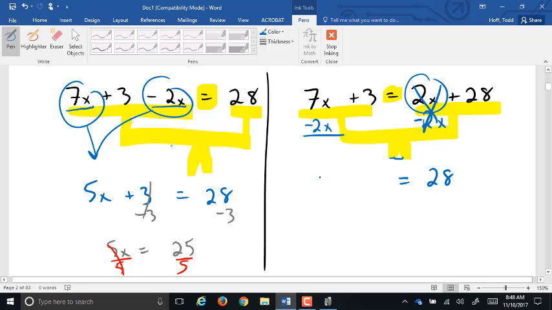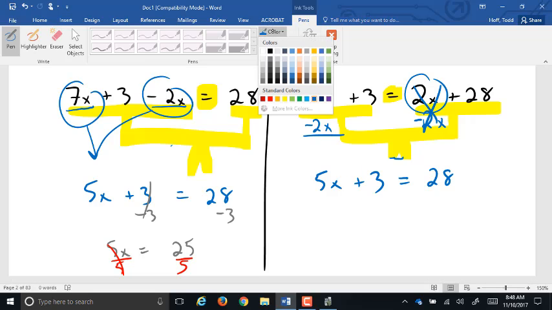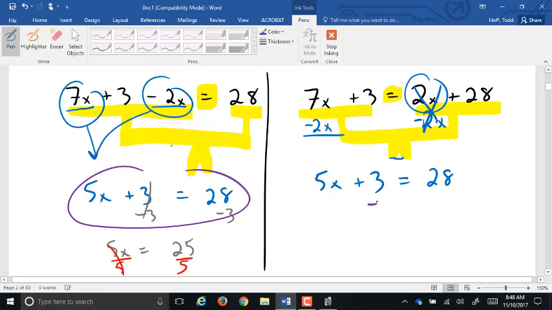7x minus 2x is 5x. And then we have the plus 3. And of course, now that one's the same as what we just had over here. We subtract 3. 5x equals 25. And divide by 5.